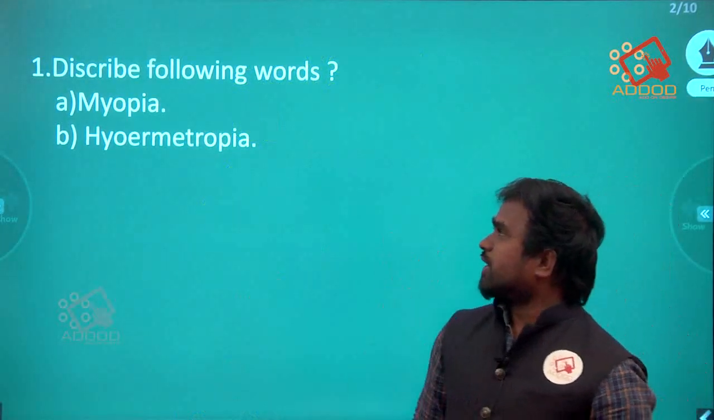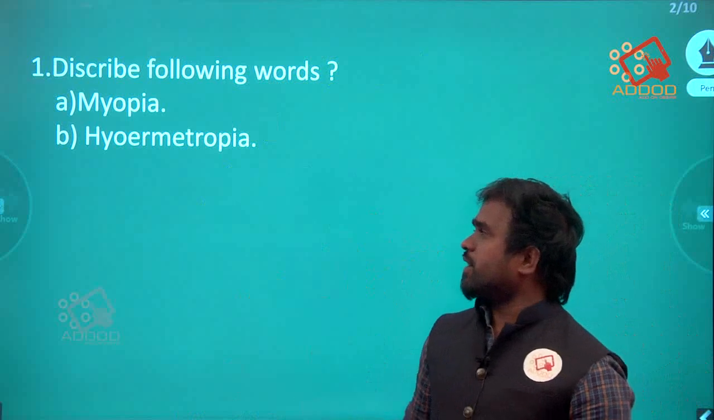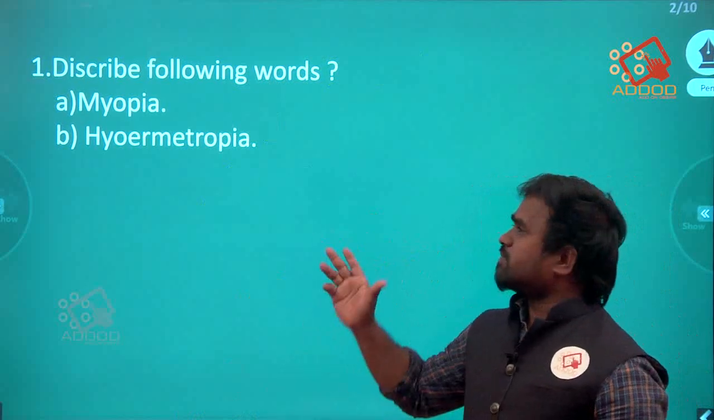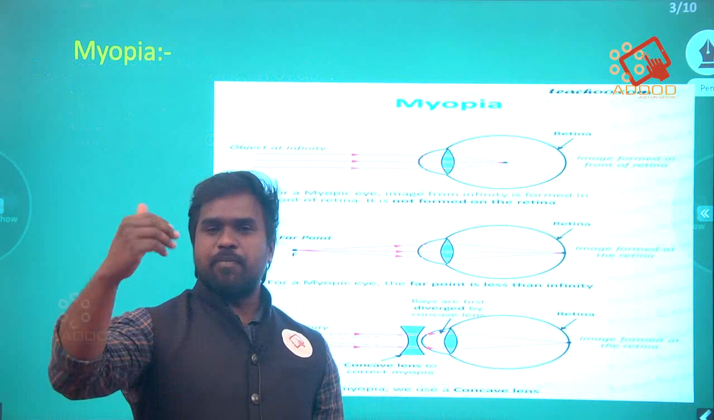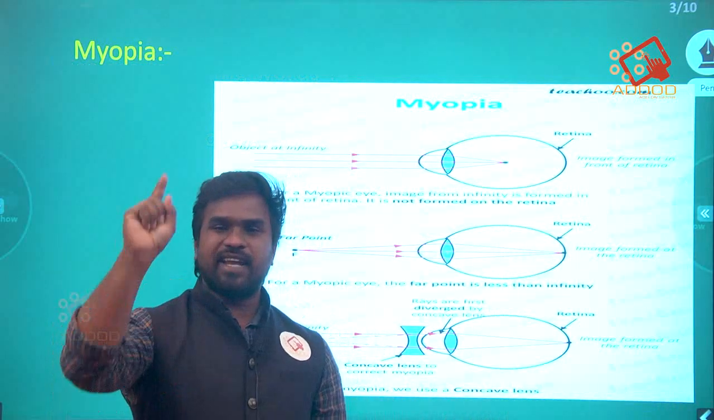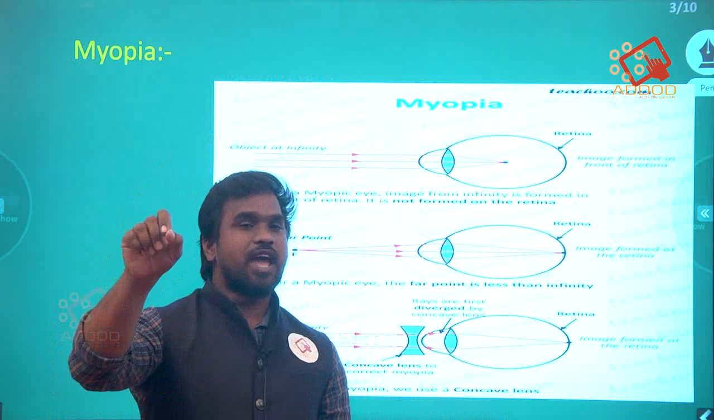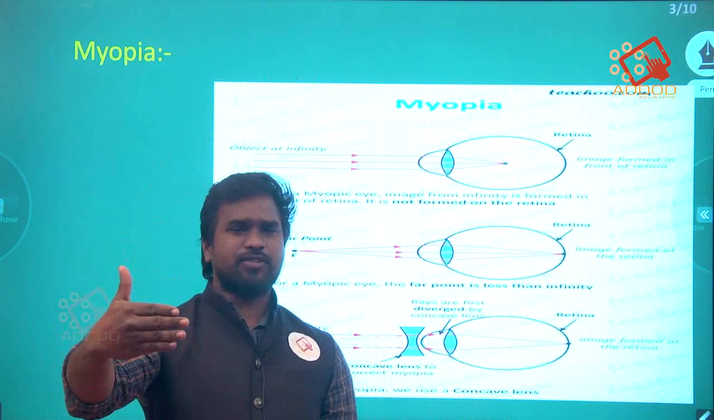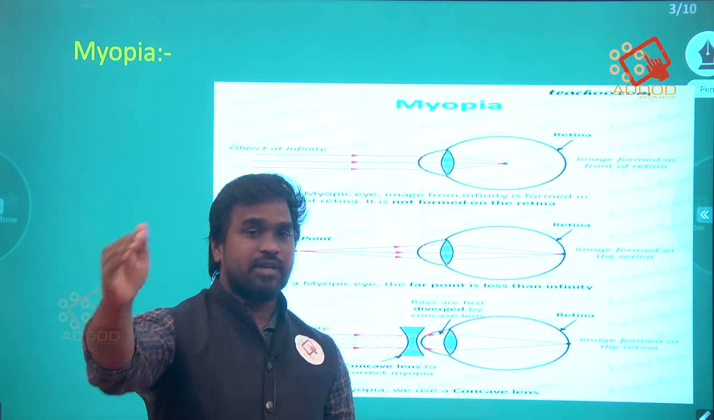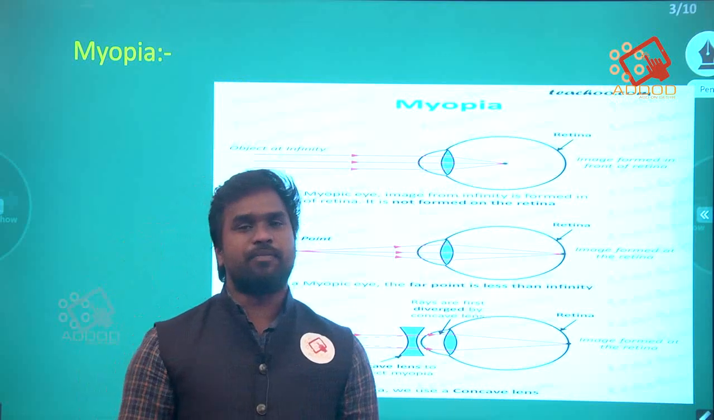Okay, see the first question. Describe the following words: A. Myopia, B. Hypermetropia. I will explain one by one. First I will explain myopia. Myopia means some people can see near objects only, but they cannot see longer objects. This type of eye defect is called myopia.